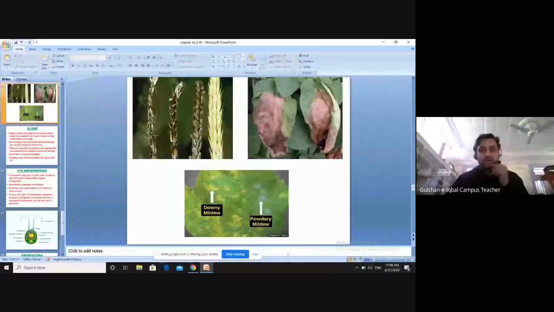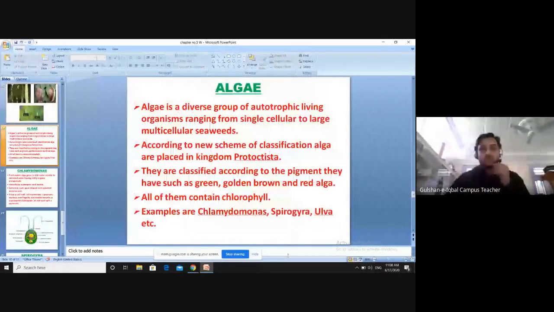They have become black. It means that there is some kind of disease happening in them. This disease is the loose smut of wheat. Okay, the loose smut of wheat is this one.